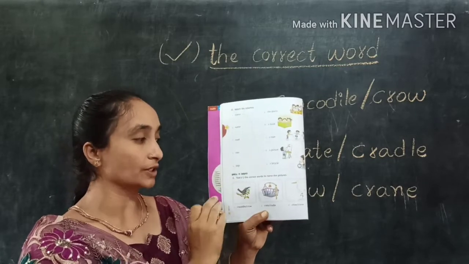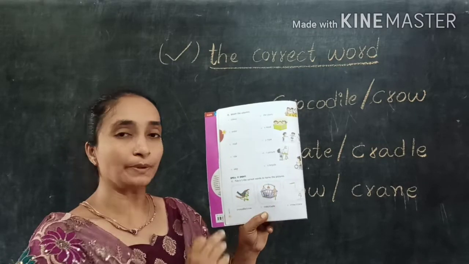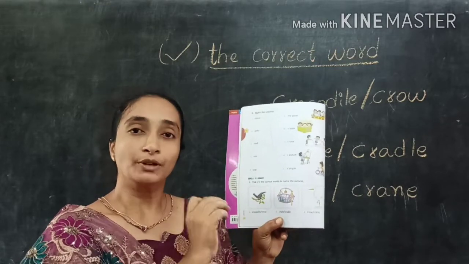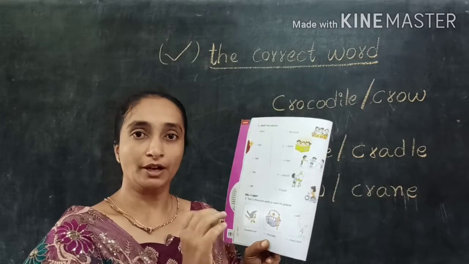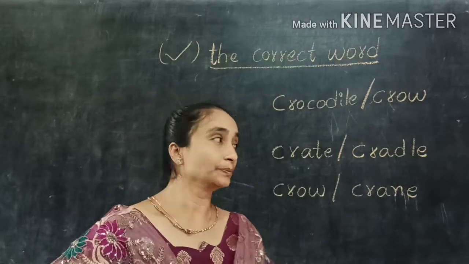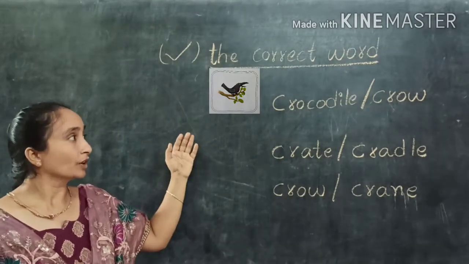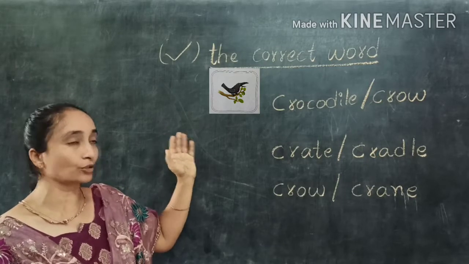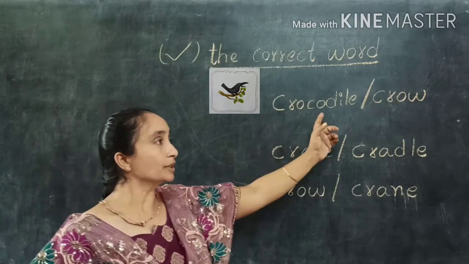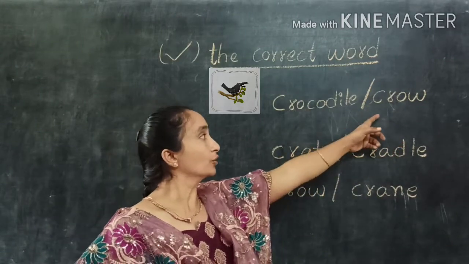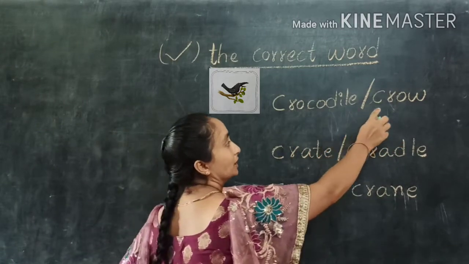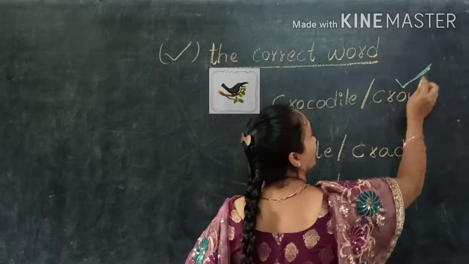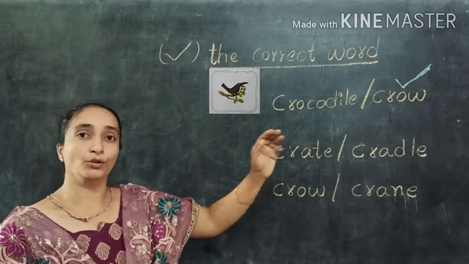Here we have Spell it right. Tick the correct word to name the pictures. Here they have given 3 pictures for us. We have to tick the correct word. So look at this picture. This is a crow picture. It's not a crocodile. Here we have the 2 names, crocodile, crow. You have to give the tick mark to the correct answer like this. C-R-O-W, crow. This is a picture of a crow.